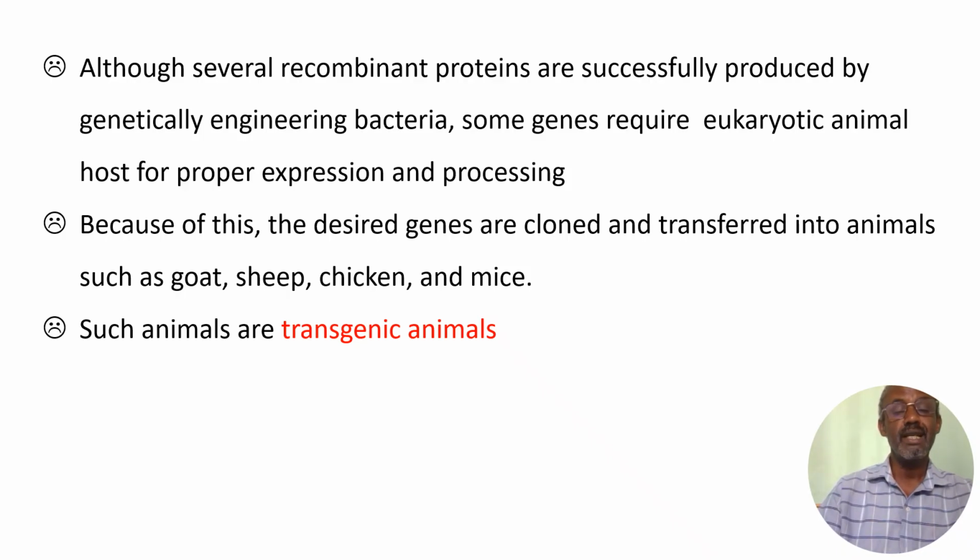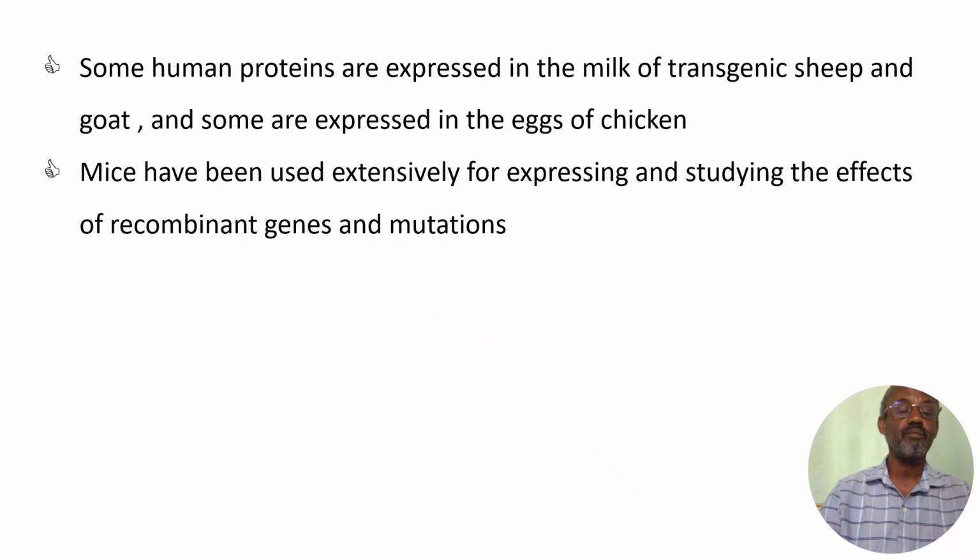Because of this, the desired genes are cloned. You multiply the genes and transfer them into animals such as goat, sheep, chicken, and mice, so that they could be expressed. For example, in the milk of goat or egg of chicken, and some part of the mice, like the liver or brain of mice. Such genetically modified animals are known as transgenic animals, you see. Some human proteins are expressed in the milk of transgenic sheep and goat, and some are expressed in the eggs of chicken, as I've tried to tell you earlier.